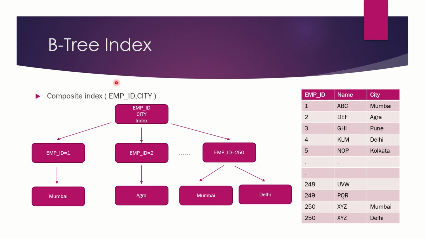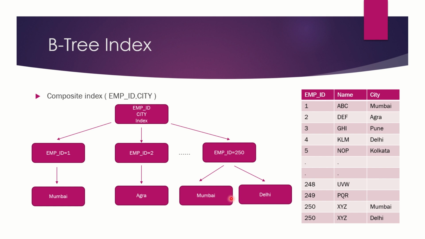Now, if I don't have a composite index and rather just have a simple index on the employee ID, and if I fire the same query, select star from employees where employee ID is equal to 250 and city is equal to Delhi, then the scan will first come to the employee ID is equal to 250 because we already have an index created on the employee ID column. But employee ID is equal to 250 has two cities associated with it, that is Mumbai and Delhi.